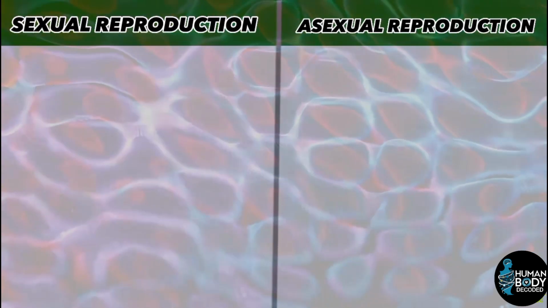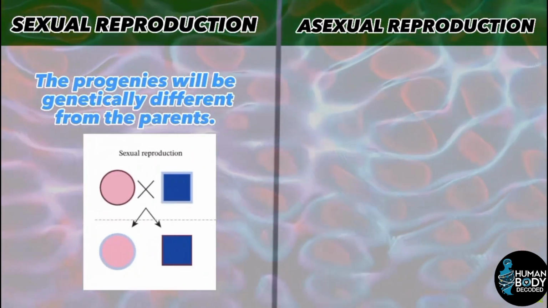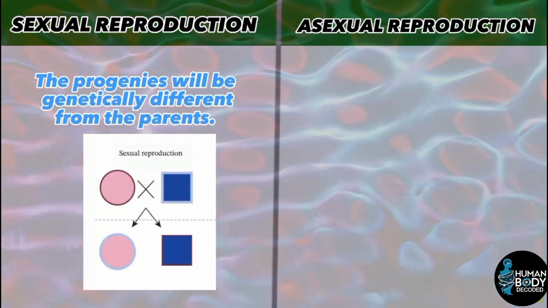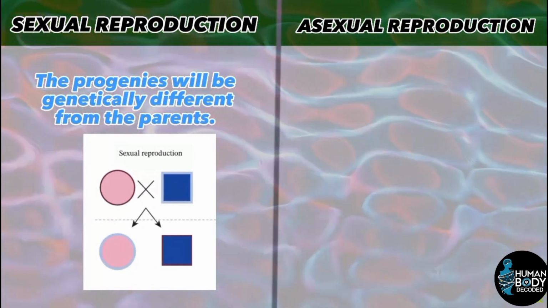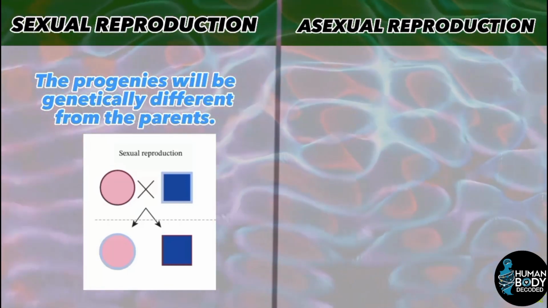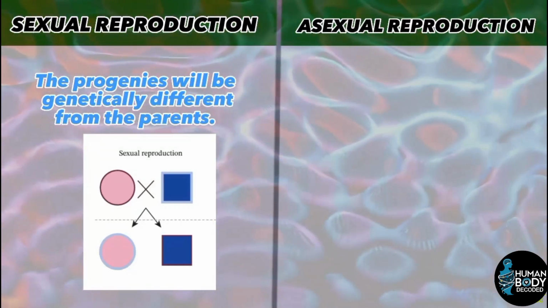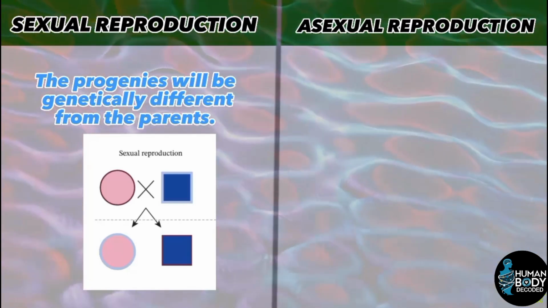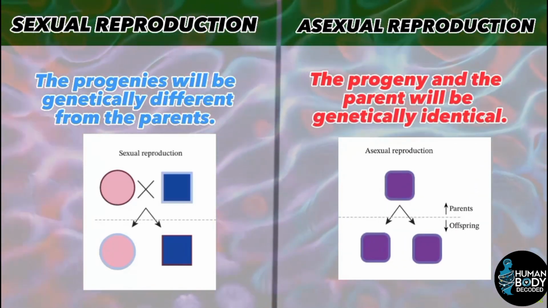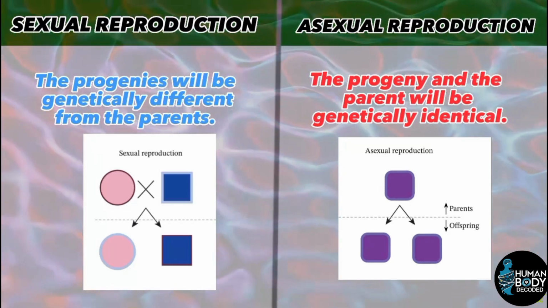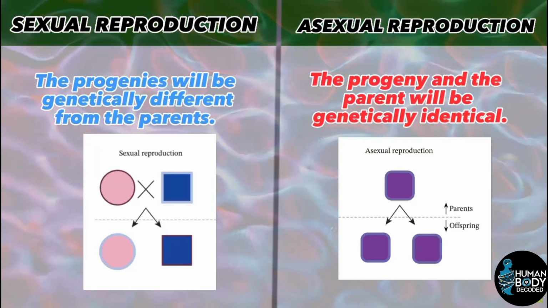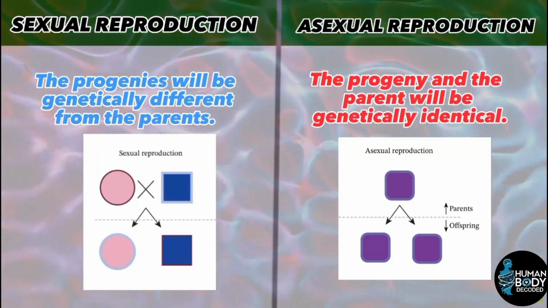Difference number 8. In sexual reproduction, the offspring produced is different from the parents. This means the offspring's appearance will differ from that of both the mother and father. However, in asexual reproduction, the offspring is 100% identical to the parent. The offspring in asexual reproduction is an exact clone of the parent.